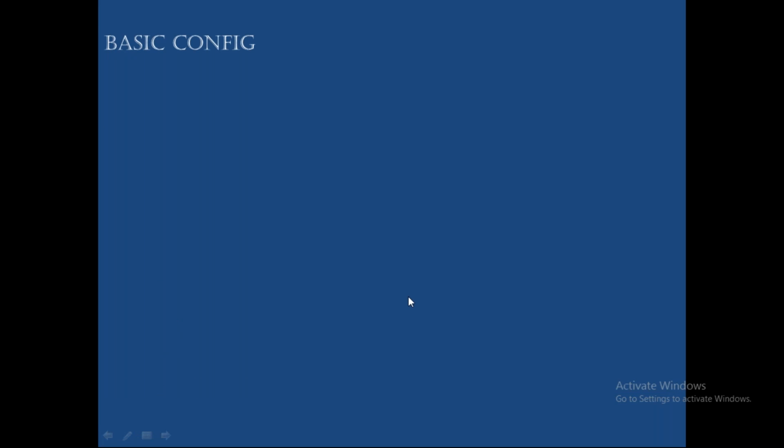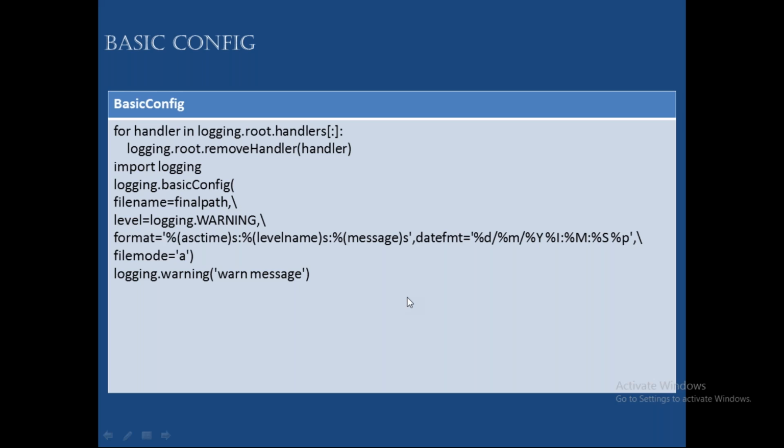Now let's move on. Basic config. By using this basic config also, you are going to write logs to your log file. Whatever handlers I have, I'm removing those handlers. logging.root.handlers[:]. This is the slice operator. In slice operator, if I'm not giving starting and ending index, it means it is going to get all the handlers. So one by one handler will be assigned to this variable. This variable I'm passing to logging.root.removeHandler. So it is going to remove all the handlers which you should not have before you use the basic config. That's why I'm removing all these things.